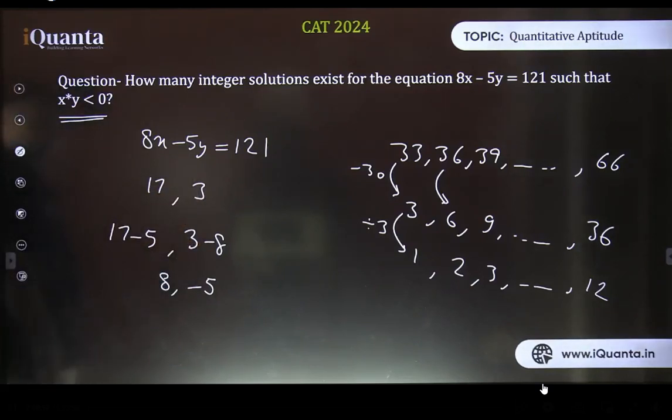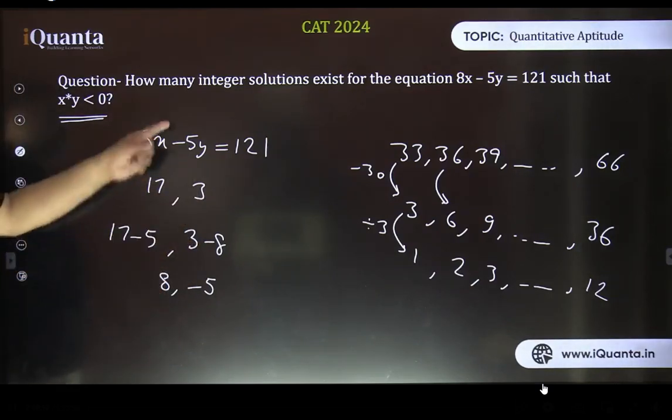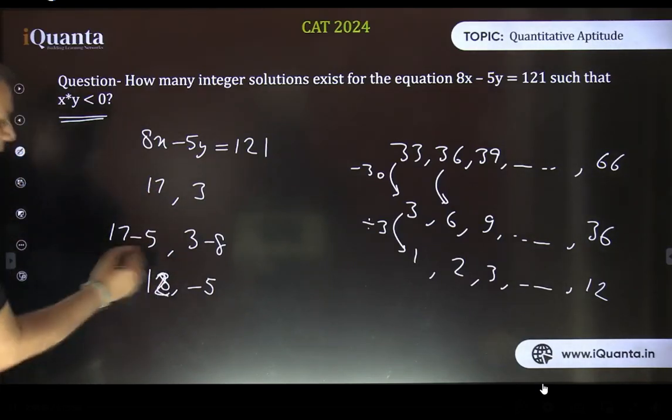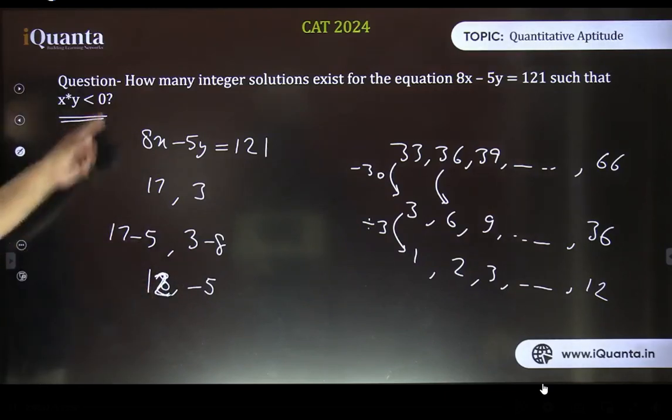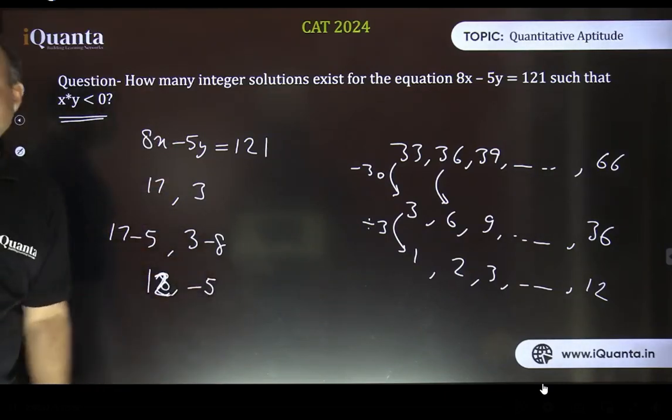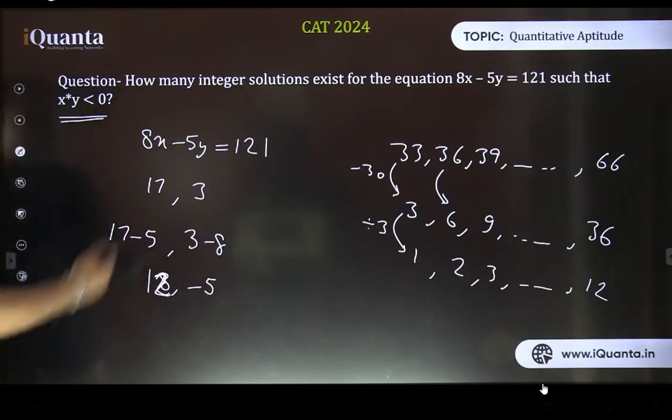So let's verify this also. Will it work? Yes, 8 eights are 64, 64 plus 25. 17 minus 5 is not 8. 12 it will be. 17 minus 5 is 12, sorry. So 12 eights are 96. 96 plus 25, that is equal to 121. That's right. So this is one solution which satisfies.